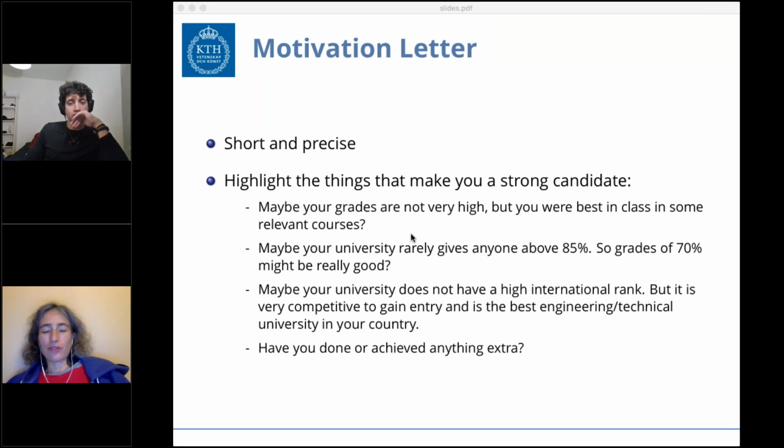So your grades of 70% are really good. Maybe your university does not have a high international rank, but it's very competitive to gain entry and is the best engineering or technical university in your country. And have you done any extra things?